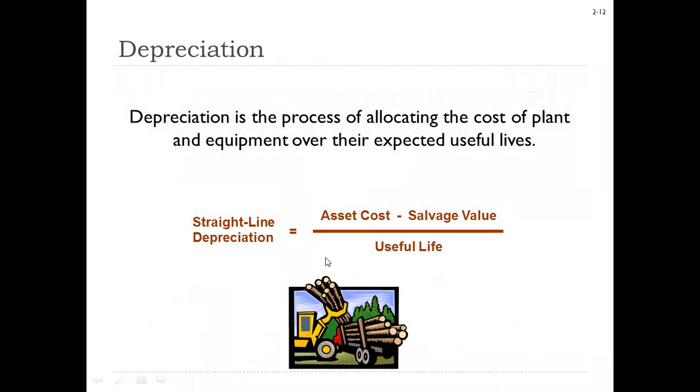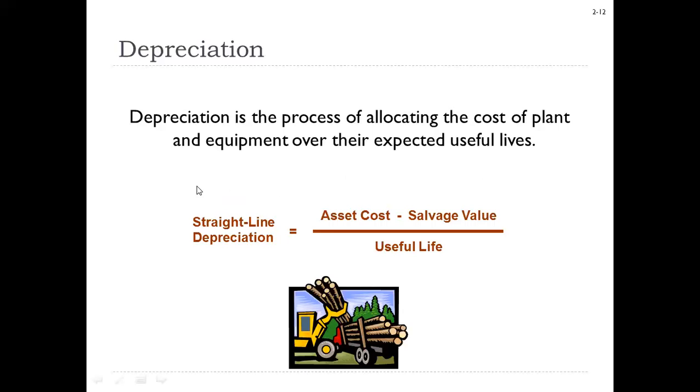Depreciation is a special kind of adjusting entry. Depreciation, as we'll learn in a subsequent chapter, is spreading out the cost of property, plant, and equipment over its useful life. So if you buy a piece of equipment that will last 10 years, you're paying for it all at one time up front, but you will expense it over the 10-year period. You're spreading out the expense.